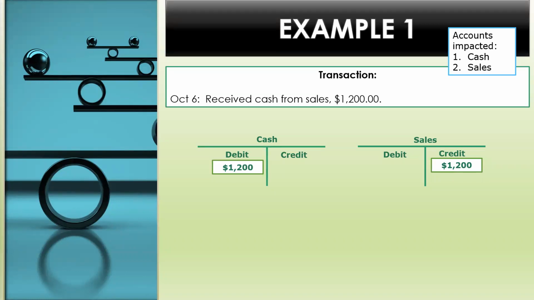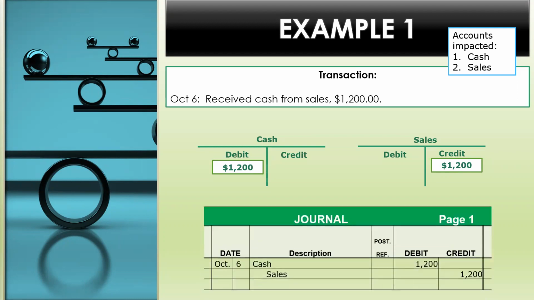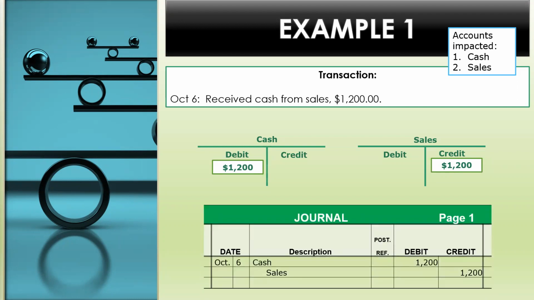Example 1, transaction. October 6th, we received cash from sales in the amount of $1,200. This transaction impacts cash and sales. In our journal, we enter the date, October 6th. We record the debit first, and the debit for this transaction is to cash in the amount of $1,200. On the very next row, we have sales, credit $1,200.